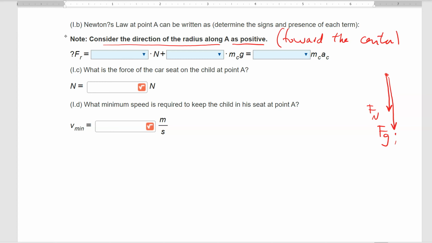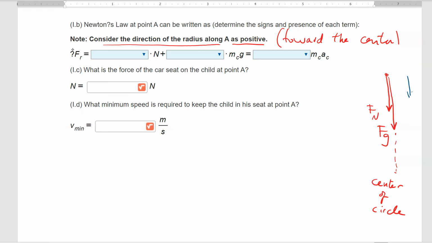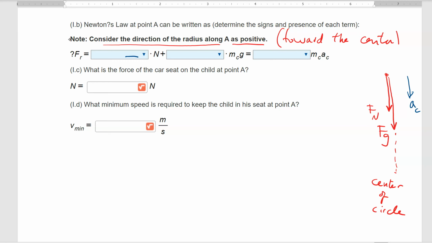So if this is where the center of the circle is, that means both the normal force and the force of gravity are pointing towards the center. And also, I'm going to draw the acceleration here, AC, is also pointing towards the center. So all these quantities are going to be positive quantities.